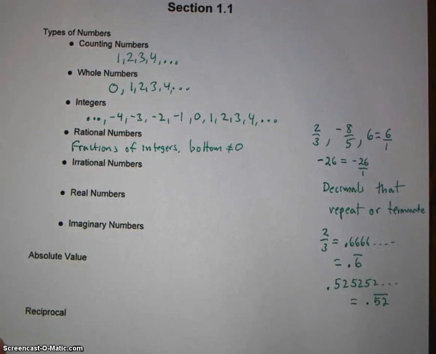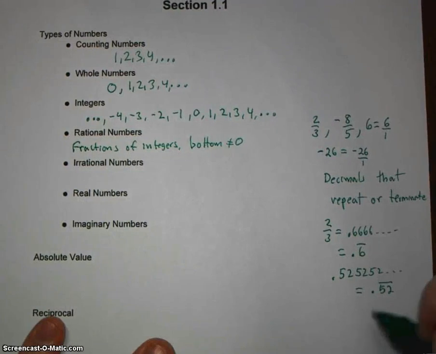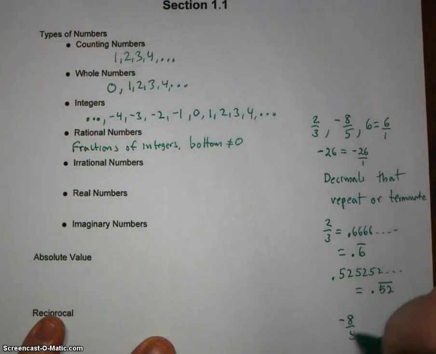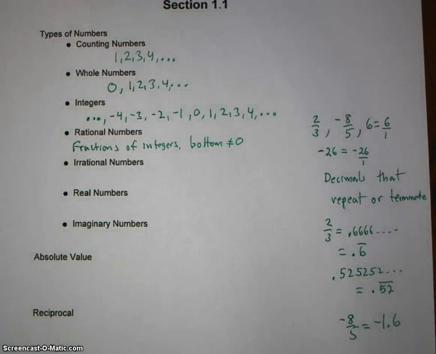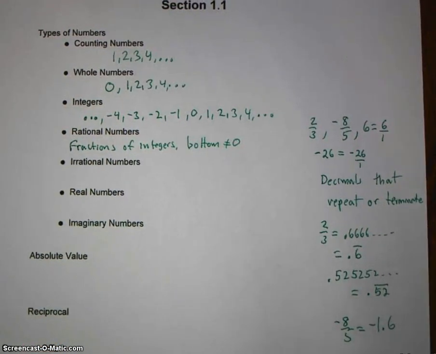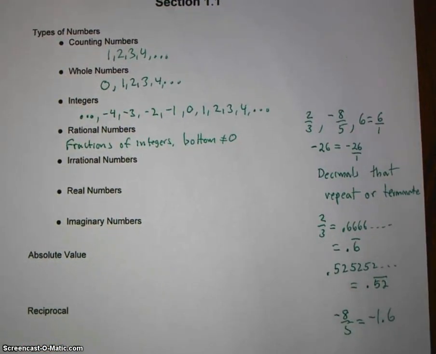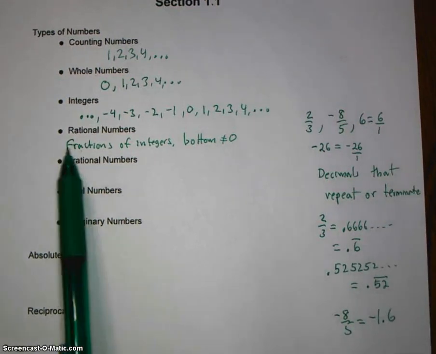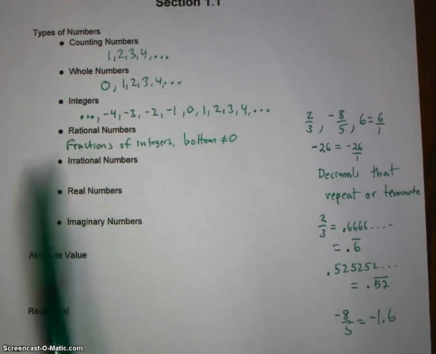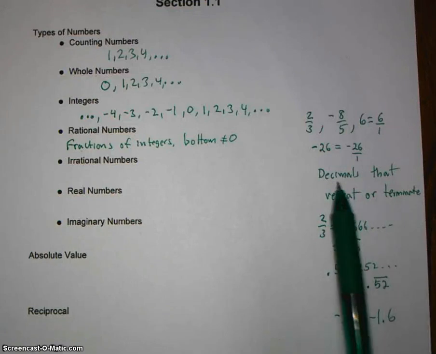On the other hand, this one, negative 8/5, happens to be negative 1.6. This would be a decimal that we say terminates. It ends, it stops. That's all terminate means. So those are the two ways you can talk about rational numbers. You can talk about rational numbers as fractions, or you can talk about them as decimals.